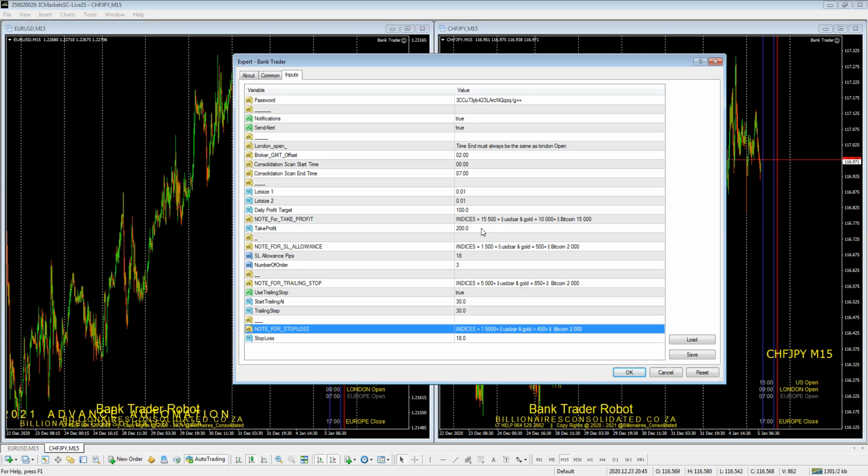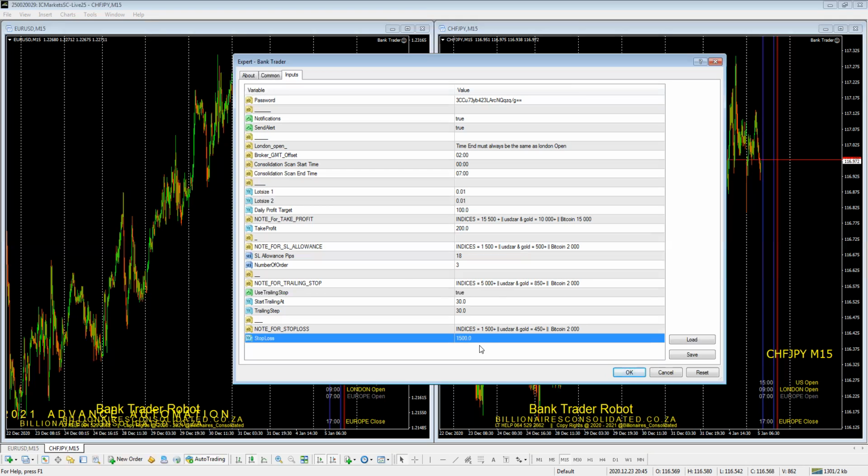Okay, just notice also here, for indices, this should be 1,500. So this is what you should be using there and not 15,000. I should try to fix that at some point. So if you can, 1,500. You can use that for your stop loss or make it higher.